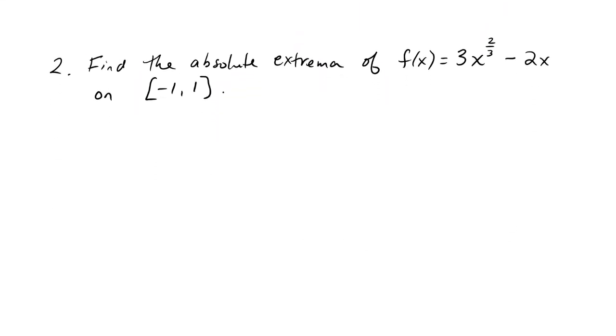Let's go do another one. Find the absolute extrema of f of x equals 3x to the 2/3 minus 2x on [-1, 1]. Well, start by looking for critical numbers. And so I'm going to start by finding the derivative. All right, so 2/3 times 3, that would give me 2x to the 2/3 minus 1, which is x to the minus 1/3, minus 2. Okay, and that's my first derivative.